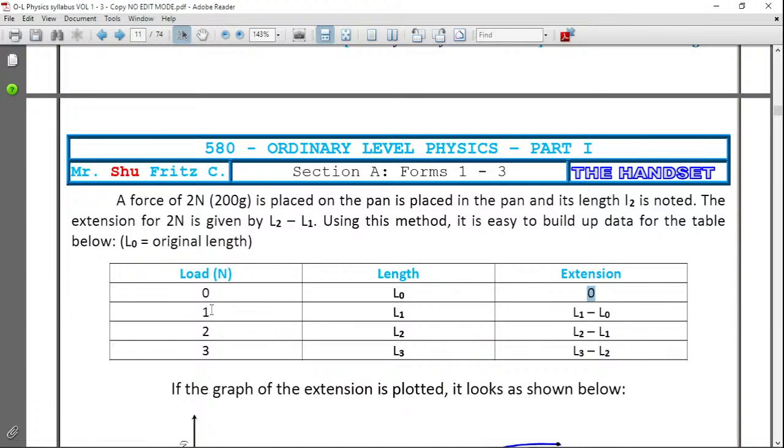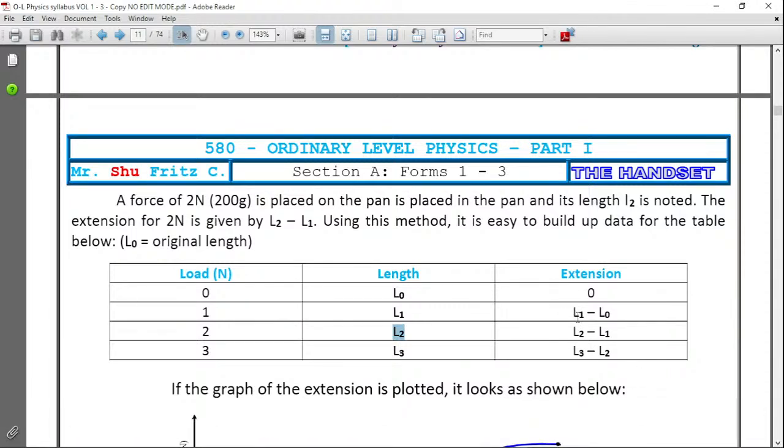Now, when you add a load, for example, 1 Newton, or let me say you add the first load, the length increases to L1. And now, what will be the extension? The extension will be L1 minus L0. If you add another load, the length moves to L2. The new length is L2. And what will be the extension now? With respect to L1, it will be L2 minus L1. But considering the extension from the original, we are going to have L2 minus L0. The third one, L3 minus L0.